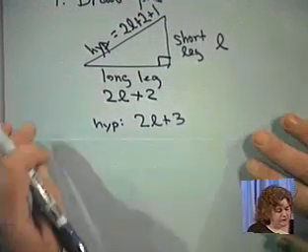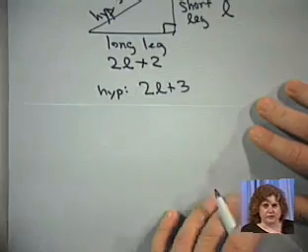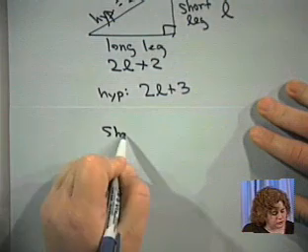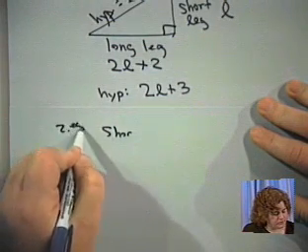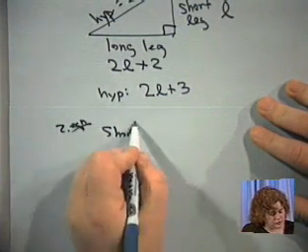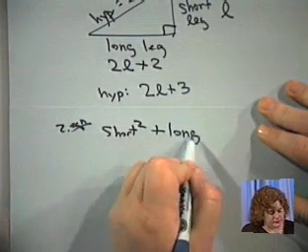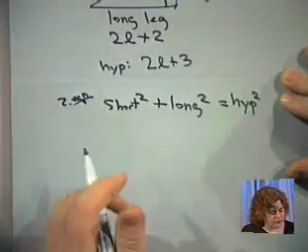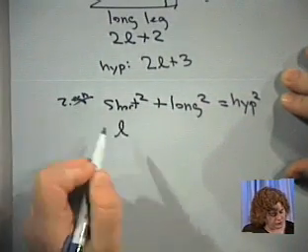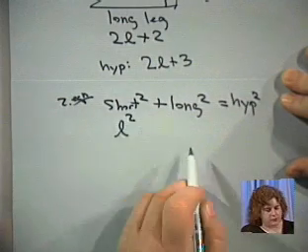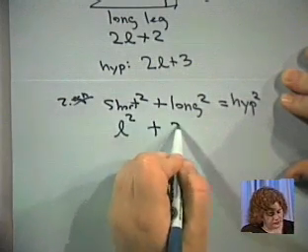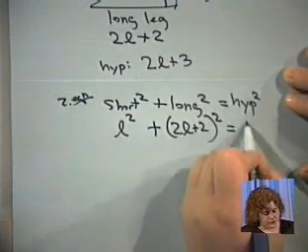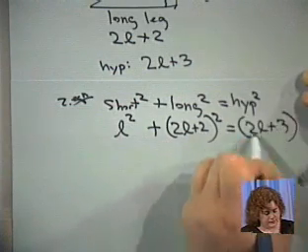Well, Pythagorean's theorem: leg squared plus leg squared is hypotenuse squared, or in this case, short squared plus long squared must equal the hypotenuse squared. Getting rid of the words, putting in the expressions that we have, L squared, that was our short leg, plus (2L plus 2) squared must be (2L plus 3) squared.